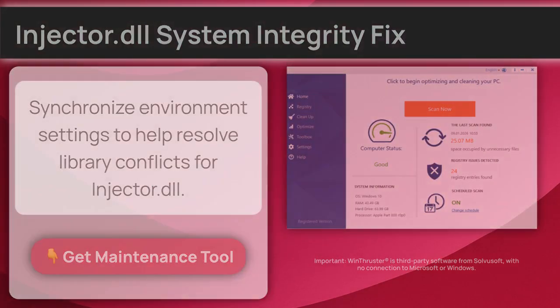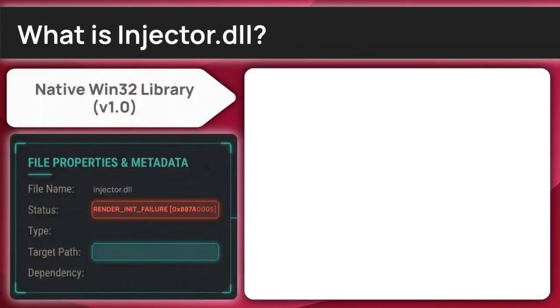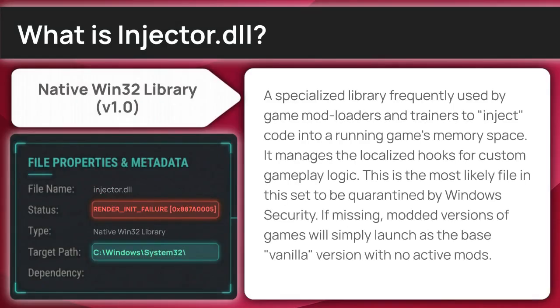This is the Injector Library, a specialized library frequently used by game mod loaders and trainers to inject code into a running game's memory space. It manages the localized hooks for custom gameplay logic. This is the most likely file in this set to be quarantined by Windows security. If missing, modded versions of games will simply launch as the base vanilla version with no active mods.